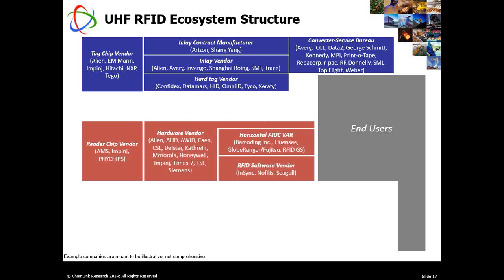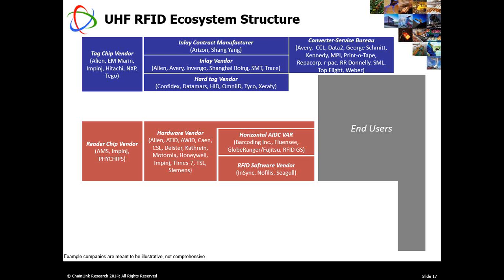All right, this is the chain that delivers readers to the market. Often, but not always, they start with reader chipsets that are made by people in the first box on the left. So you see there AMS, Impinj, and PHY chips. Reader vendors like Alien, CSL, Deister, FIG, Motorola, or now Zebra, I guess, TSL, Impinj make readers which are sometimes sold through value-added resellers.